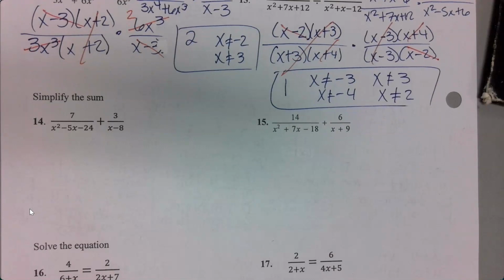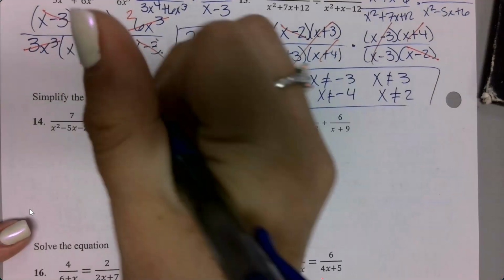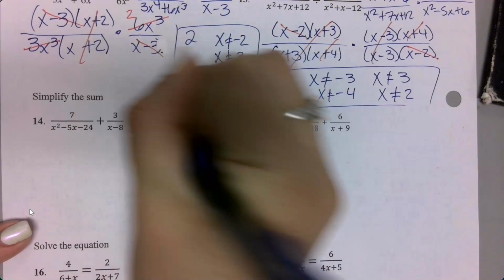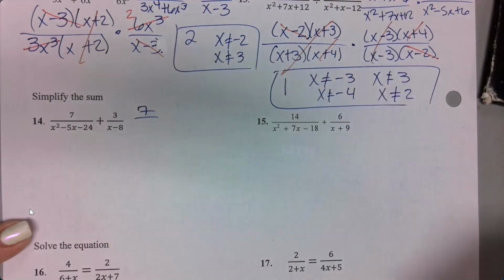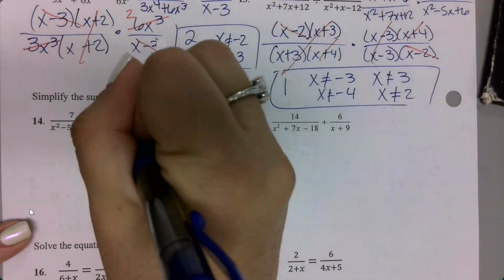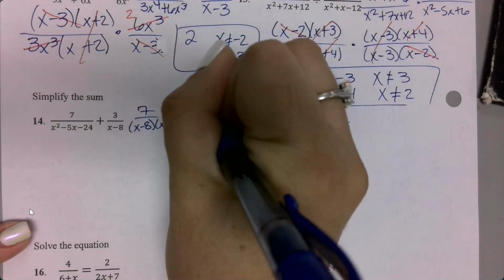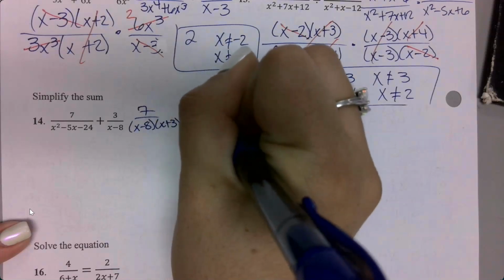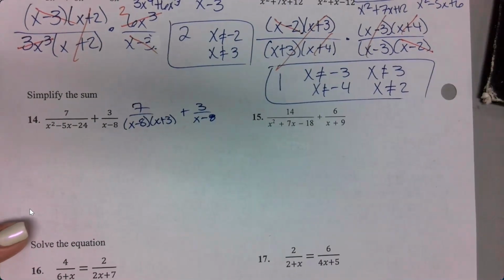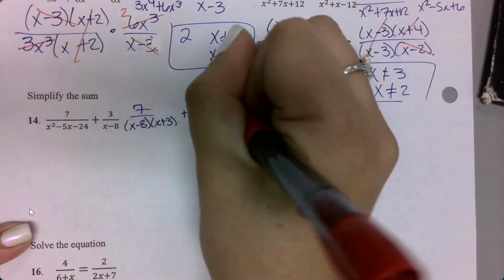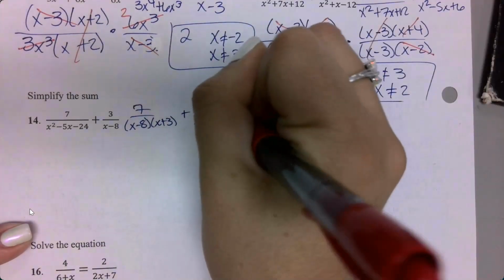Numbers 14 and 15 want me to simplify the sum, so I want to go ahead and factor to see if I can combine these. On the denominator of my first fraction, I'm looking for what multiplies to negative 24 and adds to negative 5. That's negative 8 and positive 3. Currently, they do not have matching denominators, so I need to make this match. I'm going to multiply by x plus 3 over x plus 3.